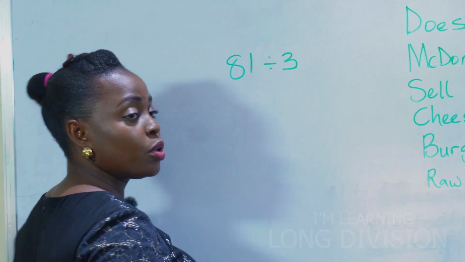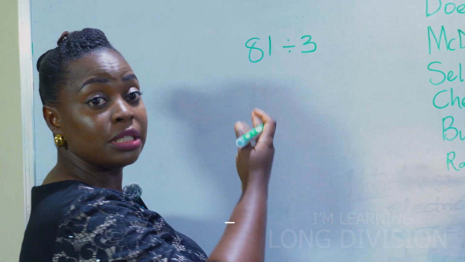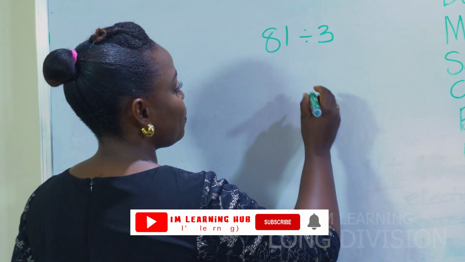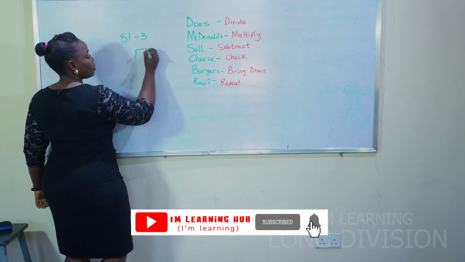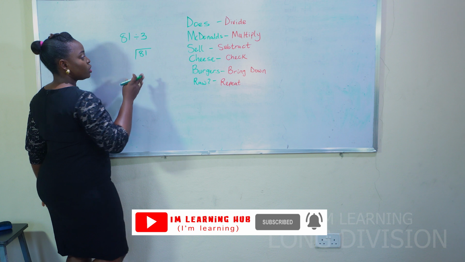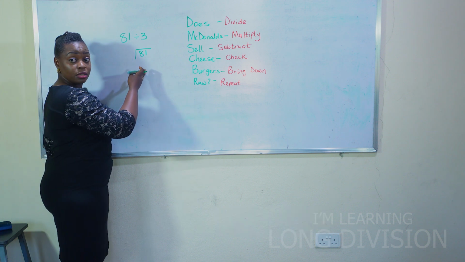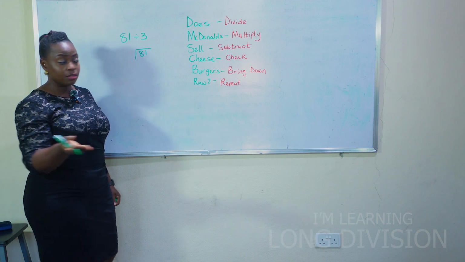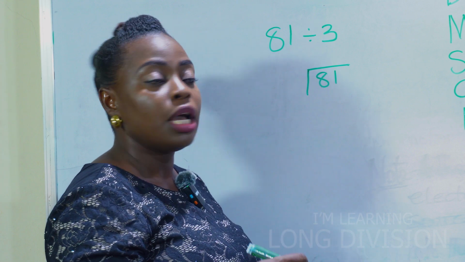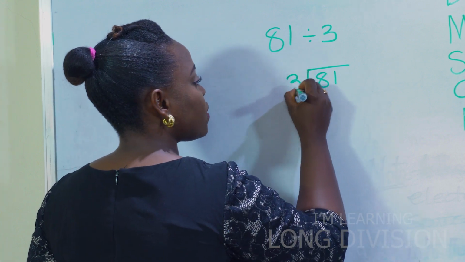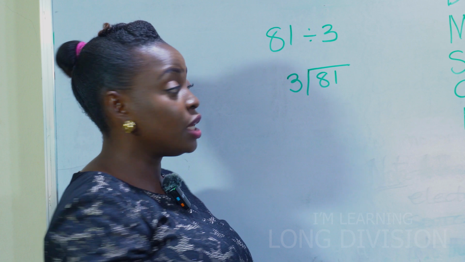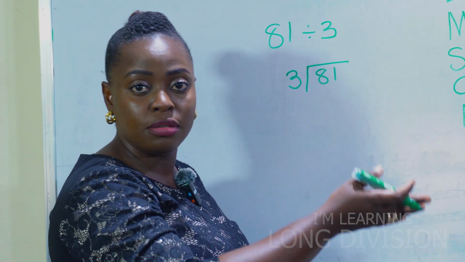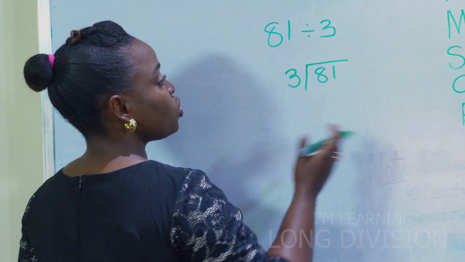So let's look at this first question. 81 divided by 3. 81 is the number we are dividing, which is called the dividend. And then 3 is going to be on the outside. 3 is called the divisor. It is the number that is dividing the bigger number. So this is what we do.